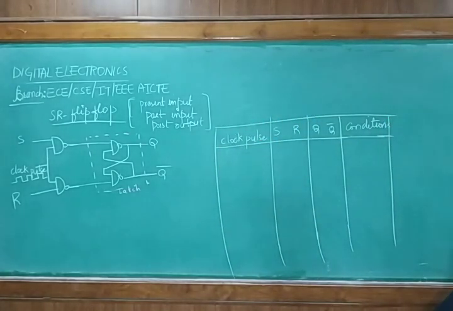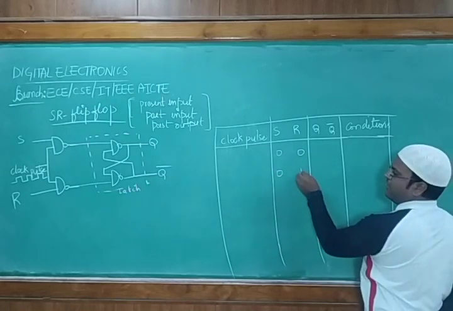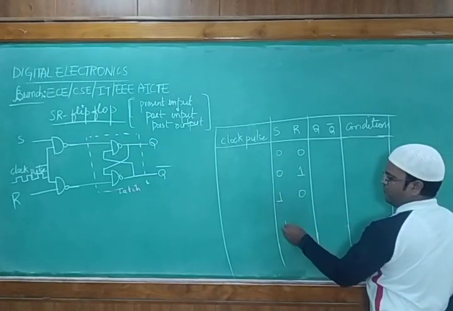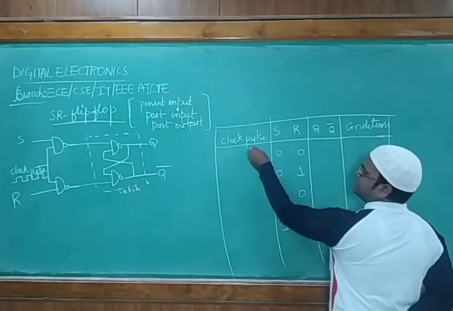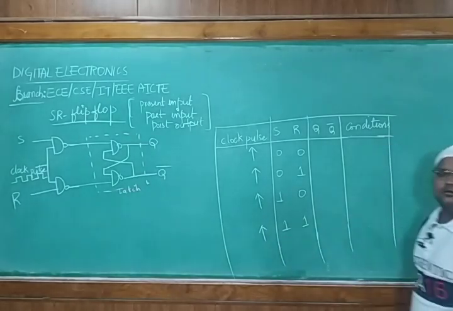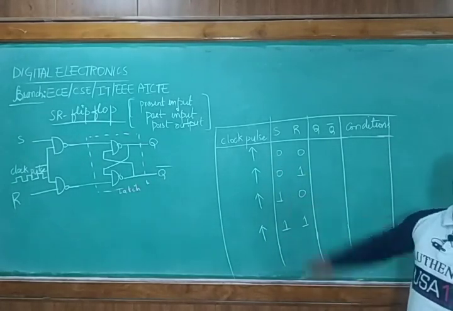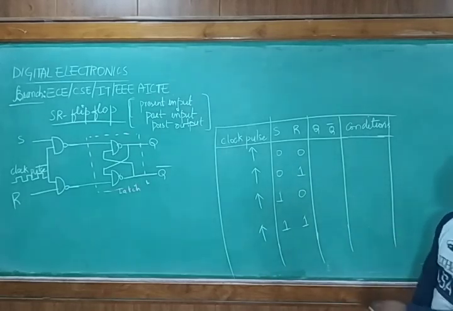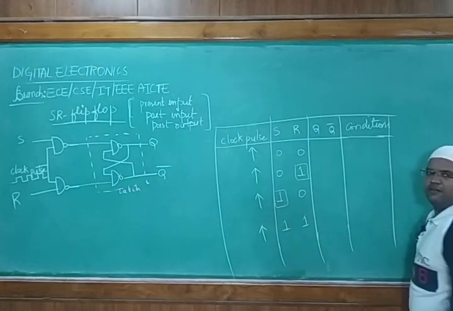So first thing, we are giving the combinations where both inputs can be 0 or 1: 0 1, 1 0, or 1 1, right? Suppose the clock pulse I am mentioning with the help of this arrow. We are giving a positive clock pulse. When the clock pulse is high, all the time the clock pulse is high, the same combinations apply. So it's just like active high. So when you have 1, for that particular input, we have to see.